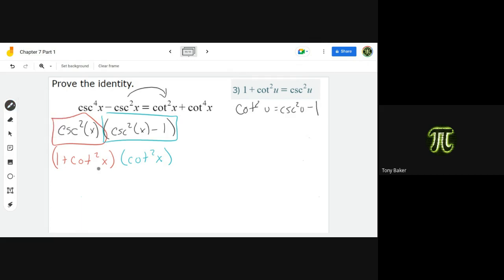the final step is to distribute this back out, basically. So we have cotangent squared x plus cotangent to the 4th x, which is what we wanted at the beginning. So we did Pythagorean here. Oh, actually, hold on. We did algebra here. We did Pythagorean to get this step, and then we did algebra again.